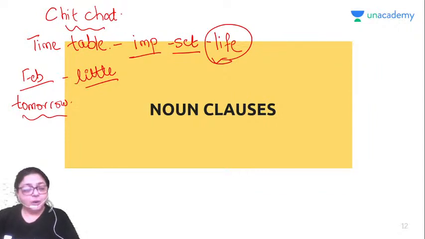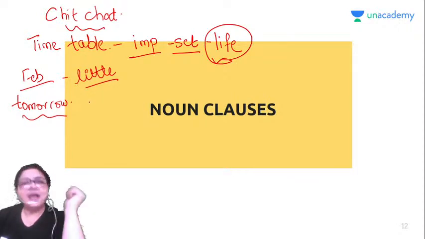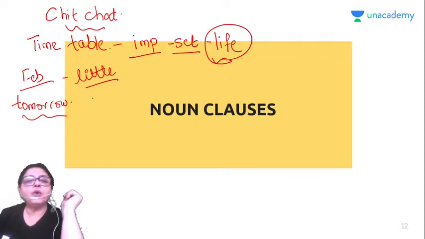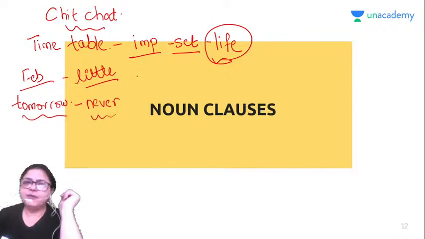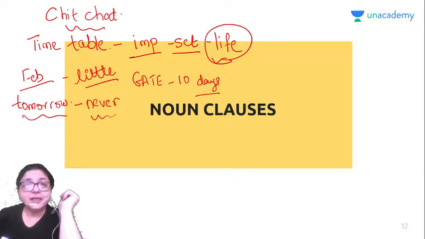Now let me talk about myself first. When I was young, most of the time I did the same thing. I always thought, okay, I have enough time, let me do it tomorrow. And then that tomorrow never comes. Finally, if I'm appearing for GATE, I have just about 10 days left, and then I realize that I have to do a lot. A lot is still remaining.